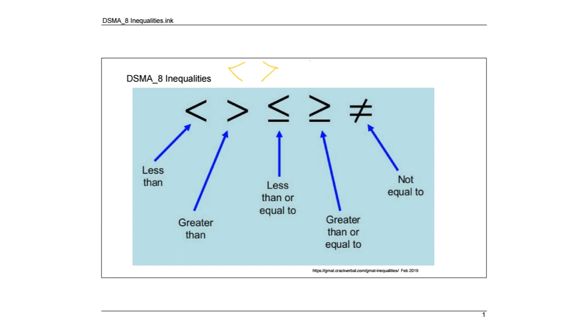We have less than or equal to. The line underneath lets us know that it's or equal to, and we have greater than or equal to. Usually we have equal to, and then of course not equal to. So we're going to be looking at these on the number line, and that'll make more sense of which direction we're going.